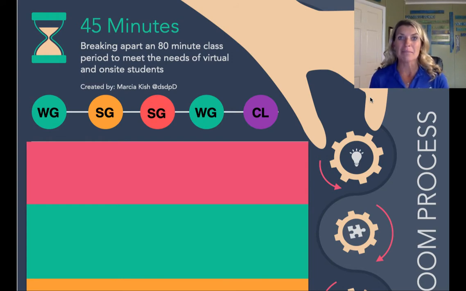So I'm setting this up basically in 4 chunks. Well, technically 5. The reason why 4 is because there are going to be 2 whole group sessions. So you can see the little icons across the top: whole group, small group 1, small group 2, whole group, and closing. We're going to take that lesson that we normally do and break it up into these 5 chunks to really make sure that we're working with all students.